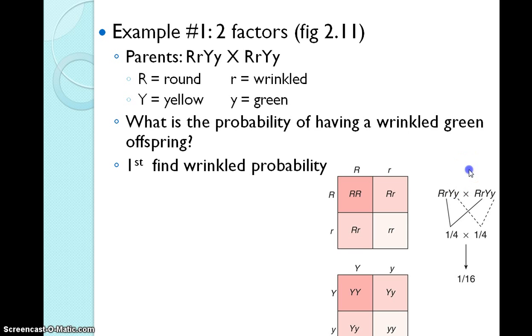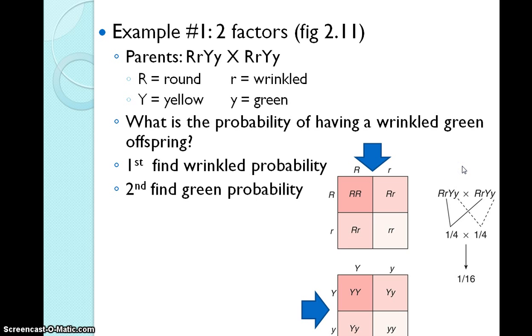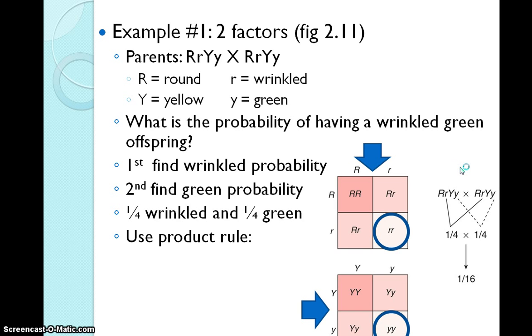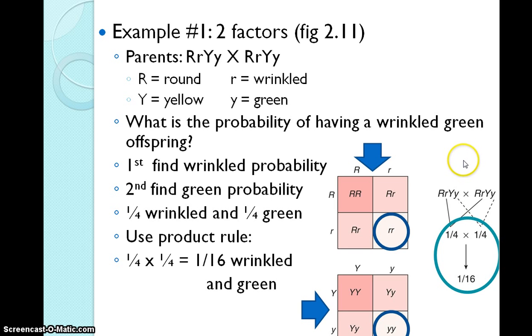First, you're going to find the wrinkled probability. That is using the big R, little r Punnett square. Then you're going to find the green probability. That's using the big Y, little y Punnett square, the one below. 1/4 probability for wrinkled is right there, and 1/4 probability for green down below. We then are going to use the product rule. To find something that's wrinkled and green, we multiply the two probabilities together. So 1/4 times 1/4, giving us 1/16. That tells you the probability of getting a wrinkled and green offspring.